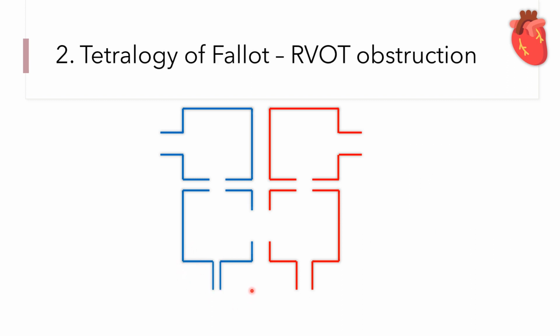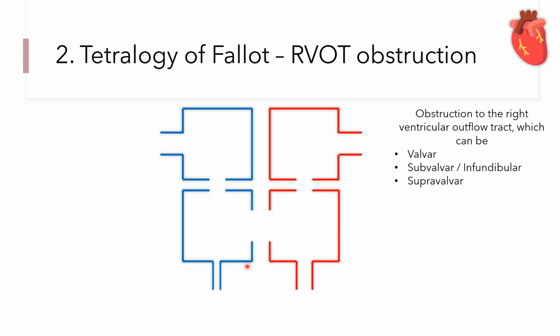The RVOT obstruction, that means the right ventricular outflow tract obstruction. What does it mean? The right ventricular outflow tract consists of the valve, the area above the valve, and the area below the valve, that means the pulmonary valve. So the obstruction can lie anywhere.